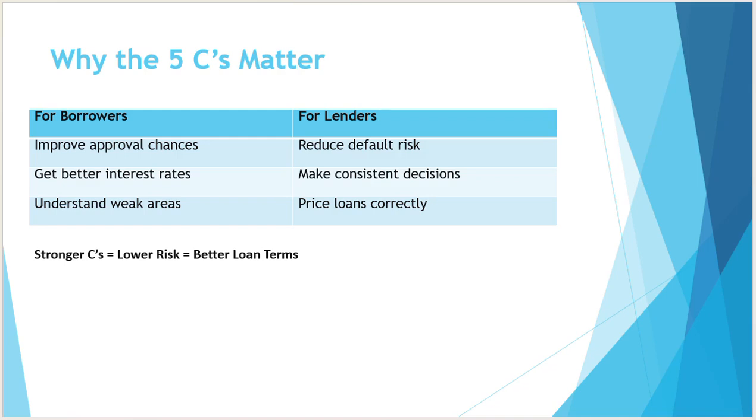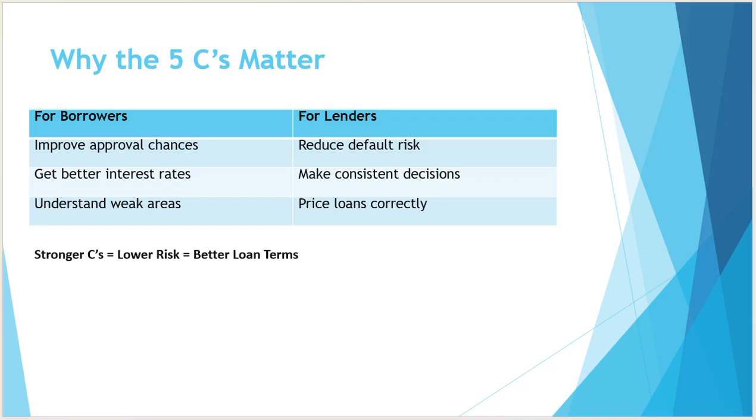Then make a consistent decision. It will always help them to make continuous and consistent decisions, and price the loan correctly. So the price of that loan, or the value of that loan, how much we are going to give as principal, will help to value it correctly. So these are the five C's that matter.